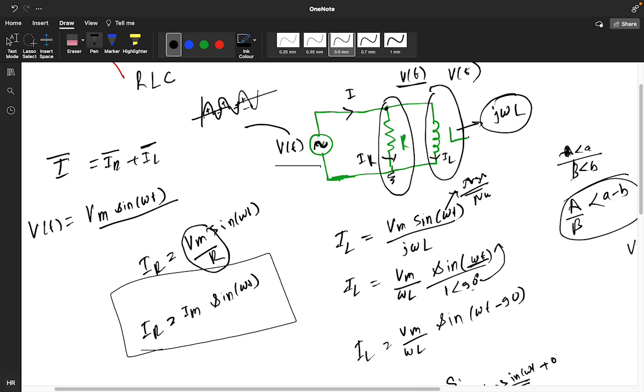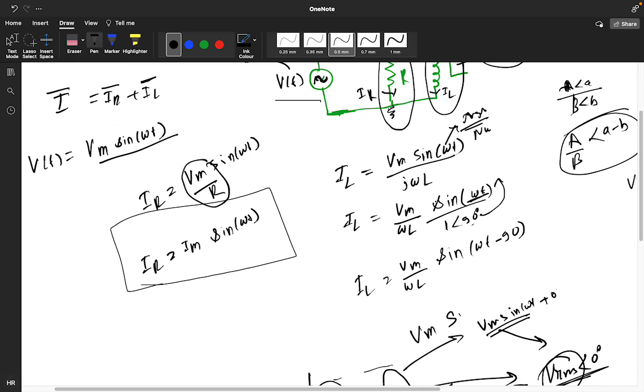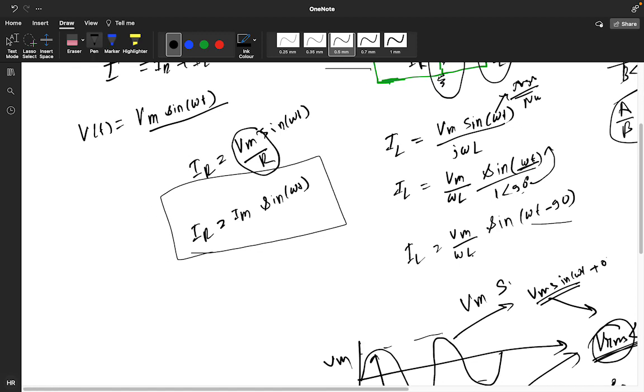And what about IL current? IL will be Vm sin omega t divided by j omega L. So we are getting the result, because in the denominator the angle is 90 degree. If it shifts to the upper side in the numerator, it becomes minus 90 degree. So it becomes Vm by omega L sin omega t minus 90 degree. So we are getting two currents.